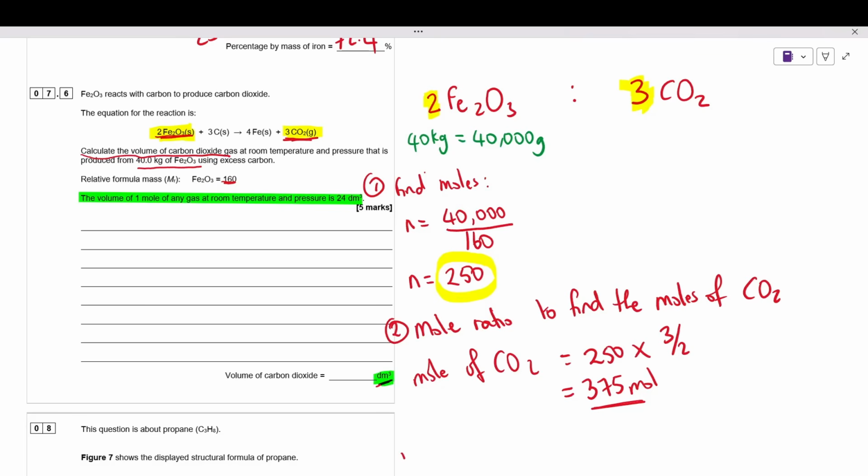So volume of carbon dioxide, CO2. That's the third thing I'm going to be doing. So that's going to be my 375 multiplied by 24. And that's going to be giving me 9,000. So my answer is 9,000 dm cube. So that's going to be the volume of gas that is produced if I use 40 kilograms of my iron oxide with excess carbon.